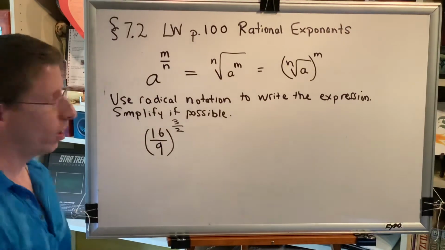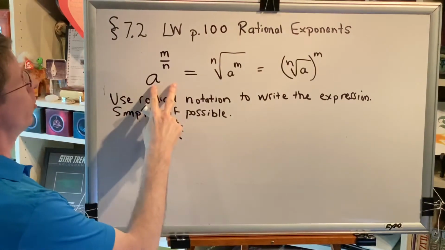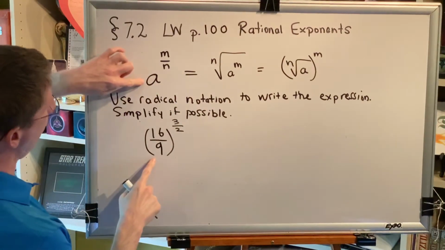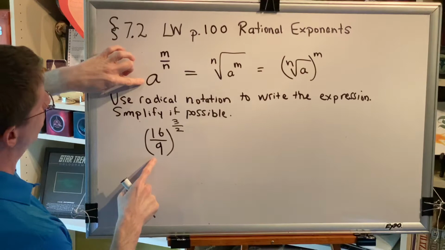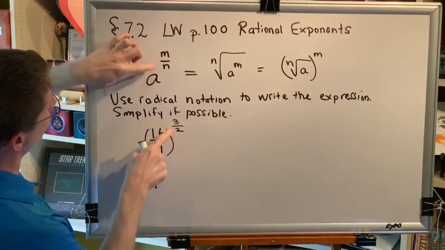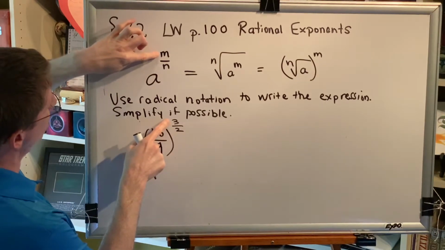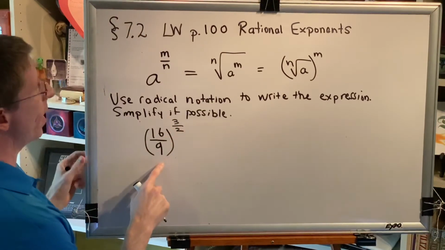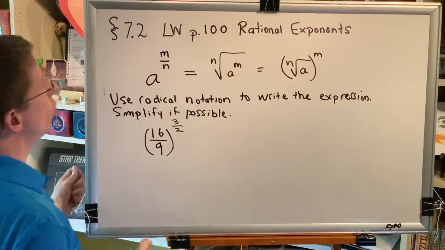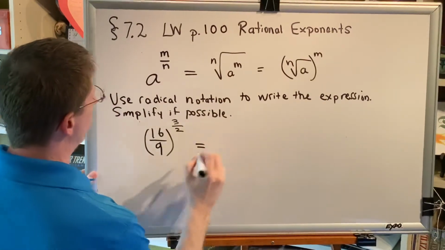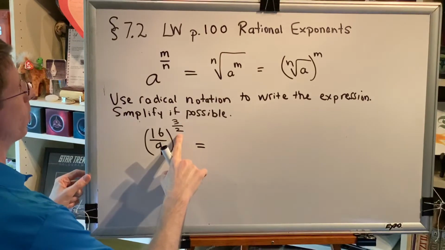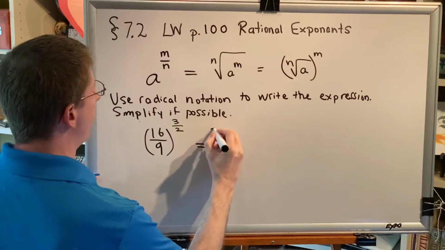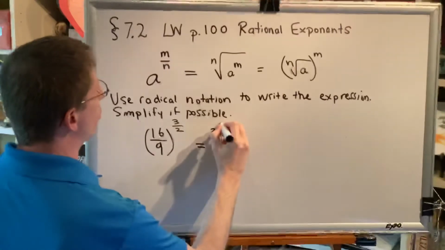Okay, the first thing that we want to do is compare what they gave us to the left part of this double equality statement. The base, a, is the fraction 16/9. The exponent is a fraction. The numerator, m, is 3, and the denominator, n, is 2. Let's rewrite this in two different ways using the definition we learned. The denominator of the fractional exponent tells us the index of the radical. So this is going to turn into a second root, also known as a square root.